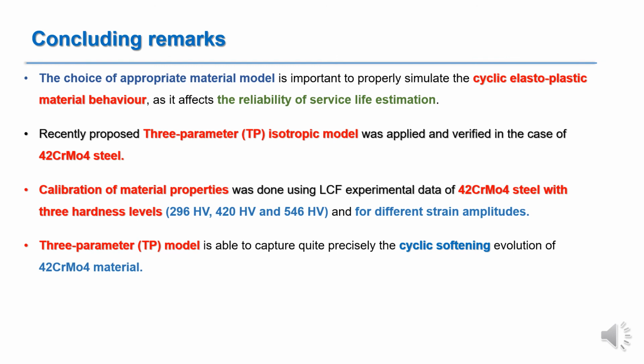Concluding remarks. The choice of an appropriate material model is important to properly simulate the cyclic elastoplastic material behavior, as it affects the reliability of service life estimation. The recently proposed three-parameter isotropic model was applied and verified in the case of the chromium molybdenum steel. Calibration of material properties was done using closed-cycle fatigue experimental data of chromium molybdenum steel with 3 hardness levels and for different strain amplitudes. The three-parameter model is able to capture quite precisely the cyclic softening evolution of chromium molybdenum material.